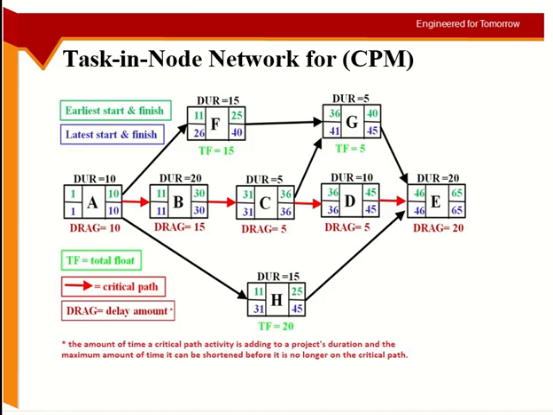Once you know the critical path, then you can find out how much an activity can be shortened. How do we know that? You look at that activity and you look at whether there are any parallel activities.